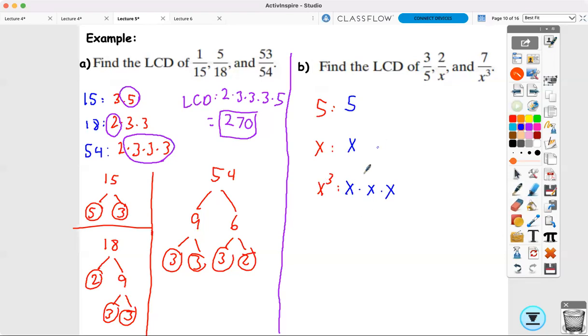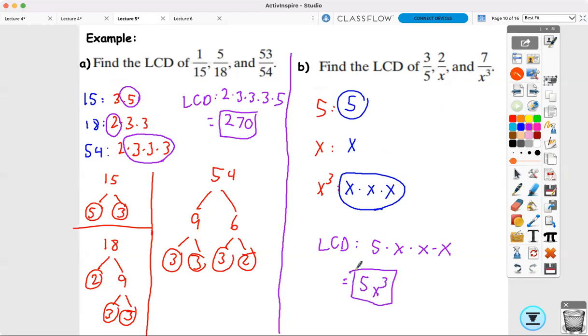So now we have to circle each prime that we see. 5 is by itself. And then we see there are 3 x's here. So now let's get the LCD. The LCD is every prime, the most that we see, right? So it'd be 5 times x times x times x. So the LCD is just 5x cubed. And we're done.